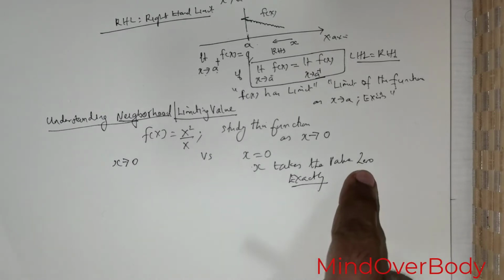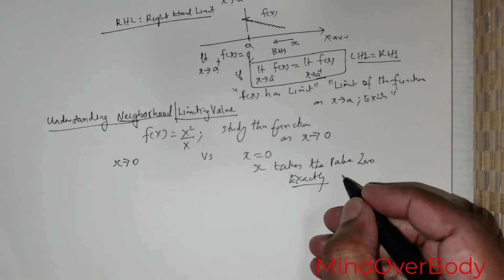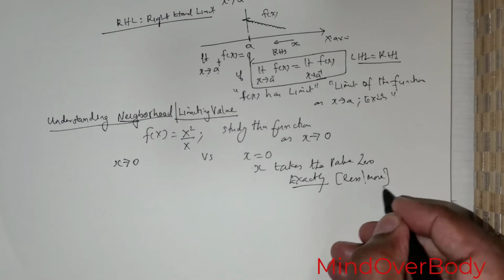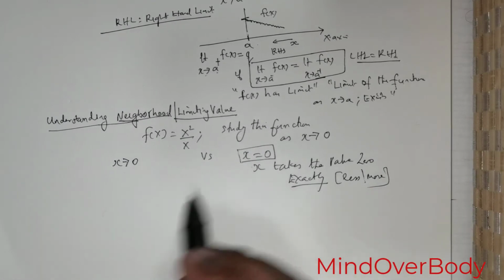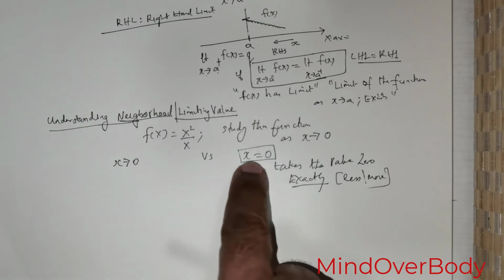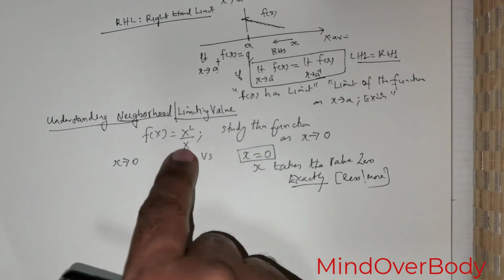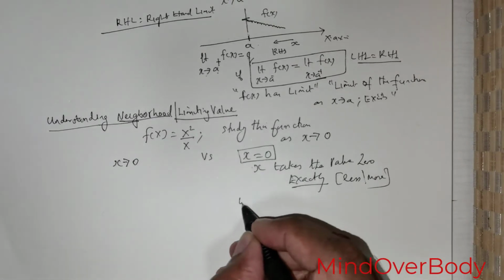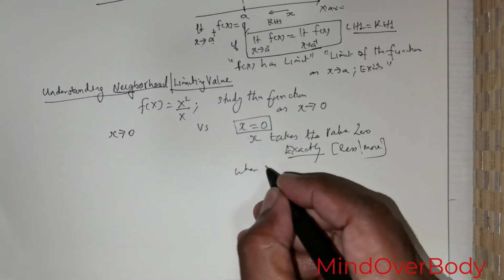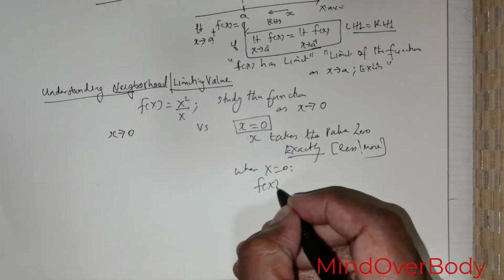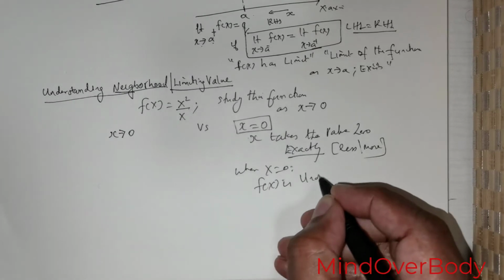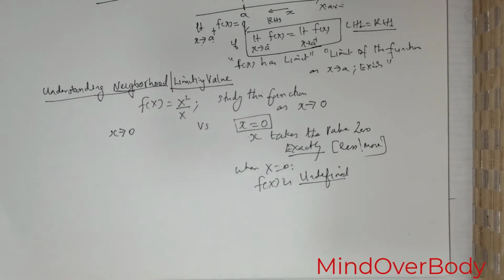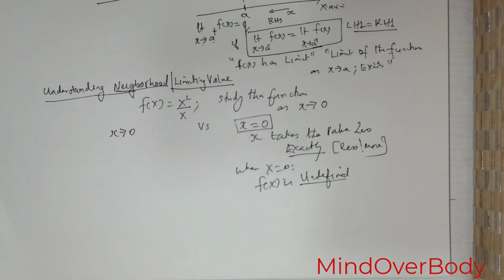In other words, there is no up or down, so there isn't anything called less than 0 or more than 0. X exactly takes the value 0. Now when x takes the value 0, you cannot cancel the terms of x. So when x is equal to 0, let me write that down here. When x is equal to 0, f of x is undefined because you get 0 over 0. So you can't say anything about the function, and the function is undefined.